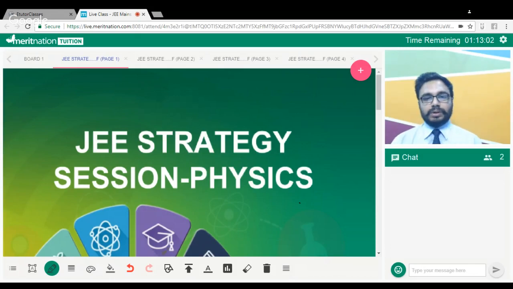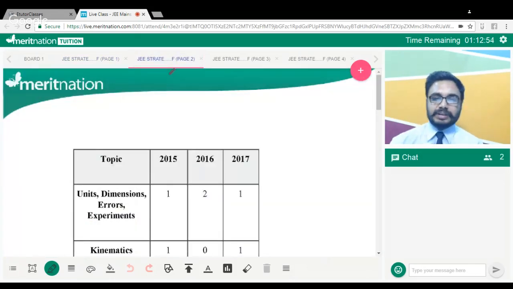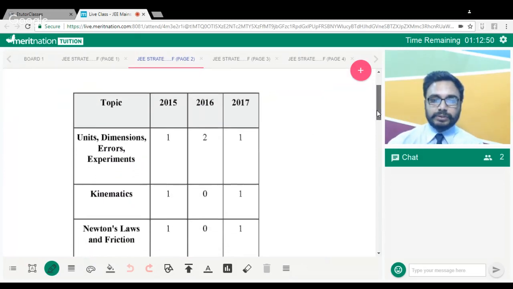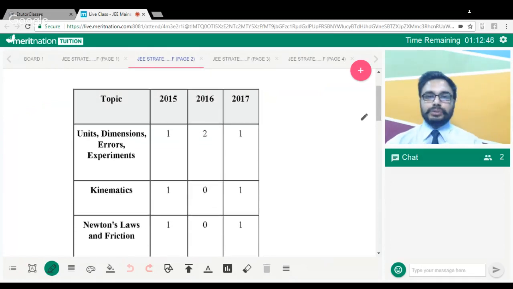Okay, so if we talk about the chapters in 11th and 12th, basically we have these chapters: units and dimensions, error measurement, then kinematics, Newton's laws of motion, friction, etc. If we go to the last 3 years, 2015, 16, and 17, these are the numbers of questions that have come up in the JEE Mains exams.